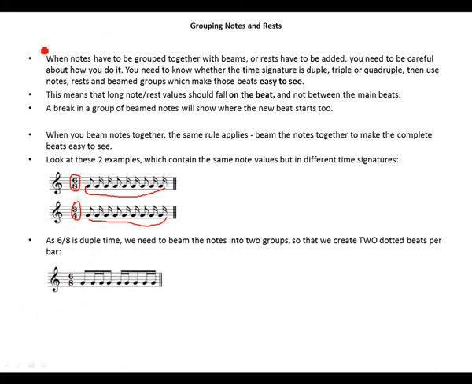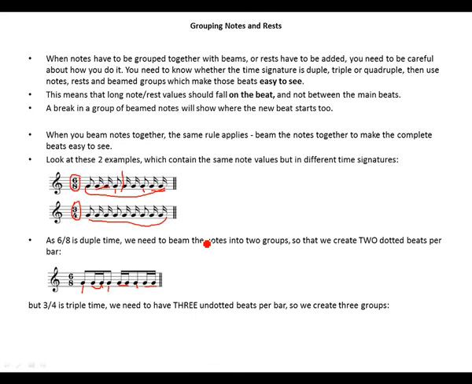So this is our 6-8, and we have quaver, semiquaver, semiquaver, quaver, semiquaver, semiquaver, quaver, semiquaver, semiquaver. Now, when beaming it together, we need to make two groups. Our first group will be a quaver, two semiquavers, and a quaver. The second group is one quaver and two semiquavers again, then one quaver and two semiquavers. So that's our 6-8 grouped together.